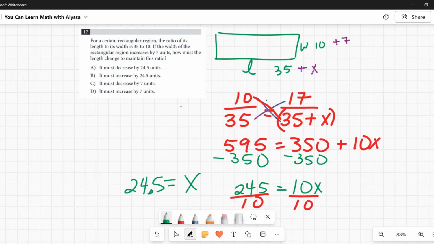So that was the increase. It had to increase by 24.5, and that is B. So there's my answer right there. So that's one way you can do it, by using this ratio and using a real world scenario.